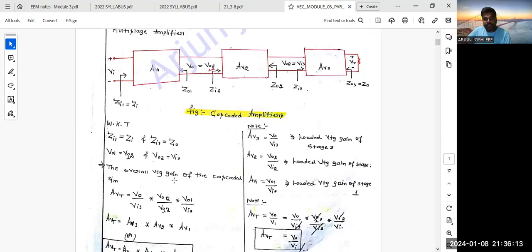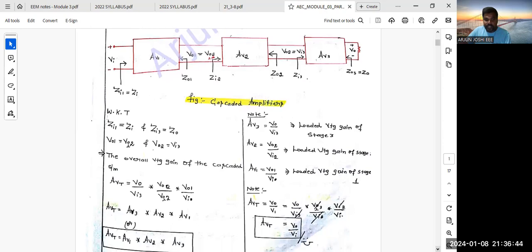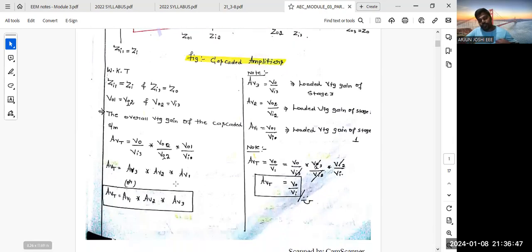And the overall voltage gain of the cascaded system. Here, how many stages do we have? Stage 1, stage 2, stage 3. The overall voltage gain of these three stages is AVT equal to V naught divided by VI3, the third stage output divided by third stage input, into V02 divided by VI2, into V01 divided by VI. The overall voltage gain is AVT equal to AV3 into AV2 into AV1. Another way we can represent AVT is in reverse order: AV1 into AV2 into AV3, all are the same.